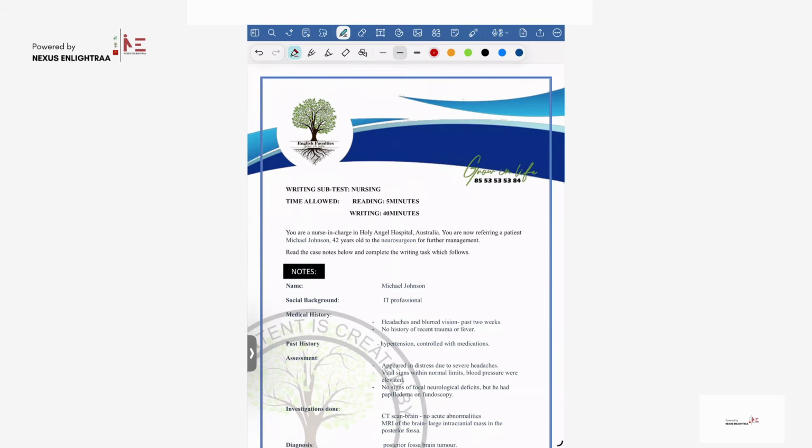Okay. Patient is Michael Johnson, 42 years old, right? And he is an IT professional. That is the basic identifying information. And this goes in your opening paragraph, right? I'm saying "para" short for paragraph. So this goes into your opening paragraph.